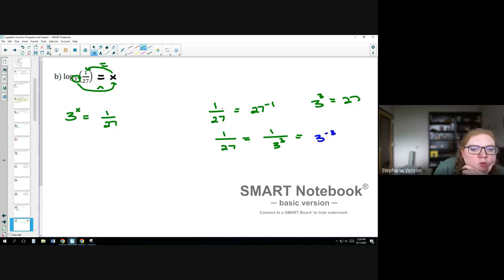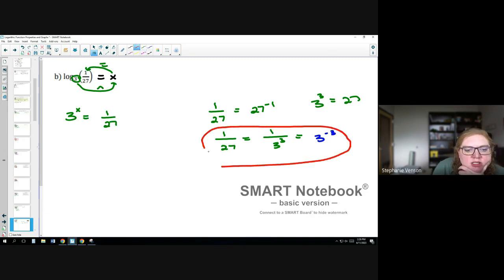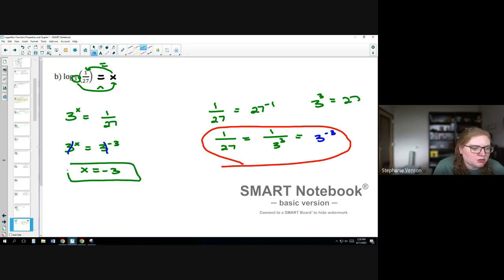Okay, so what I've figured out here is that 1 over 27 can be rewritten as 3 to the negative 3. So I'm going to rewrite it like that, because then I have 3 to the x is equal to 3 to the negative 3. And once the bases are the same, and I only have 1 on each side, I can drop the bases and set the powers equal. So then I just get x equals negative 3, and I'm done with that one. So that was easy.